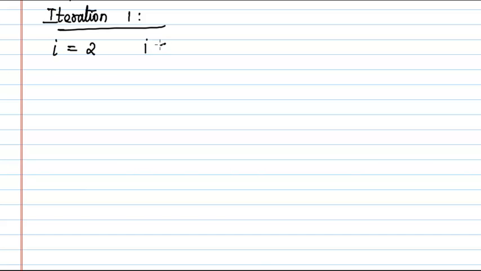When checked with the condition whether I is lesser than or equal to number divided by 2, the number given here is 10, which when divided by 2 will give the result as 5. So the value of I, that is 2, is lesser than 5. So the condition is true and the loop can be executed.